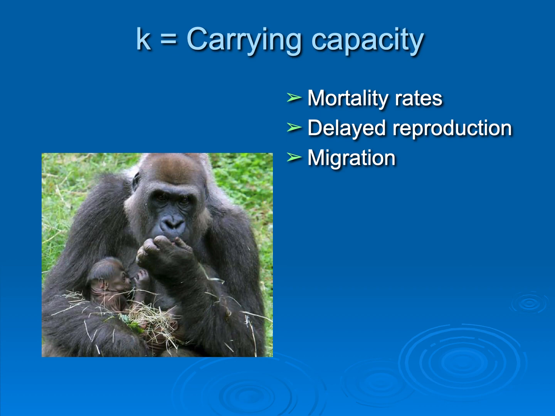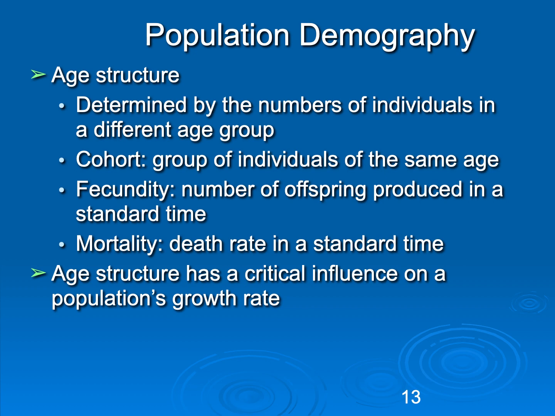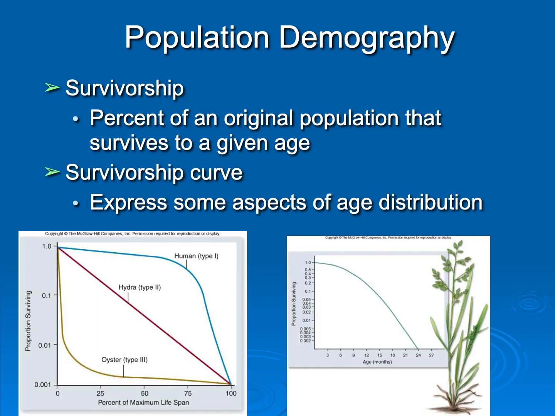We can also talk about populations by their age structure: the number of individuals of each age, pre-reproductive, reproductive, and post-reproductive. We often call those cohorts, and those are determined by birth rates and mortality rates within those cohorts. Age structure can have a really important impact on growth, and there are typical age structures you see of growing populations and of stable or declining populations.